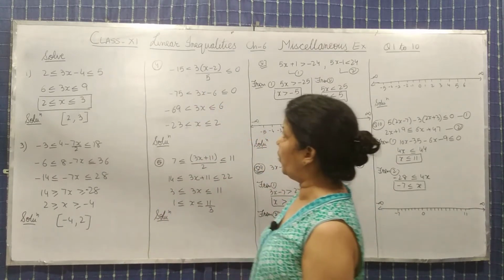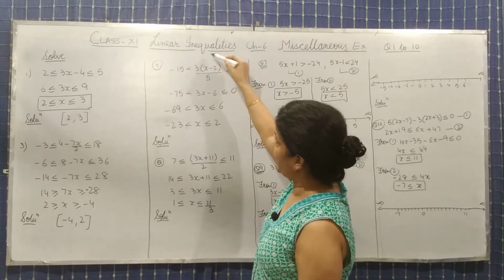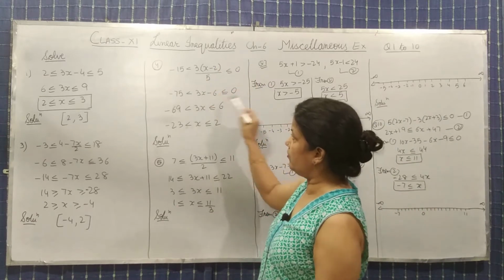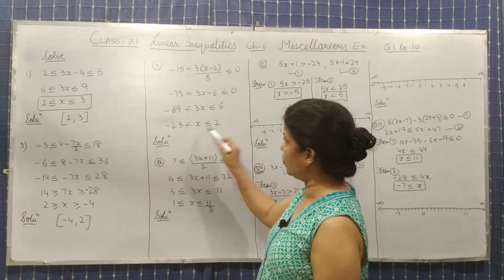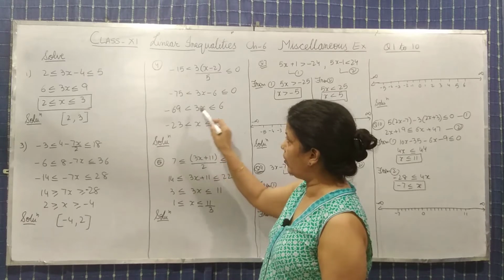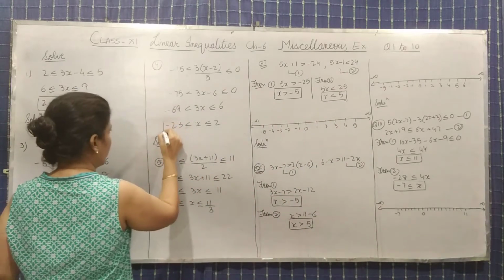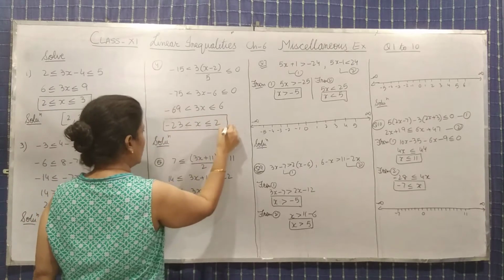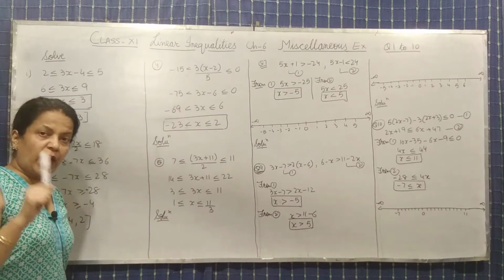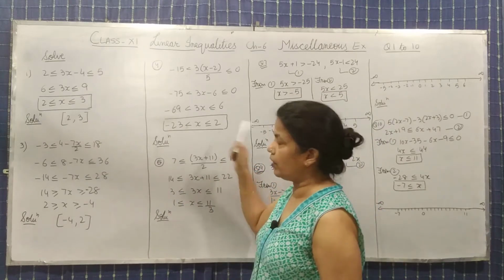Come to the fourth one. In fourth question, open the bracket and cross multiply. After doing the cross multiplication, after solving it, shifting 3 on both sides, you are getting this value. ये आपके पास आ रही है. So what is the solution here? -23 से बड़ा, but it is less than equals to 2.